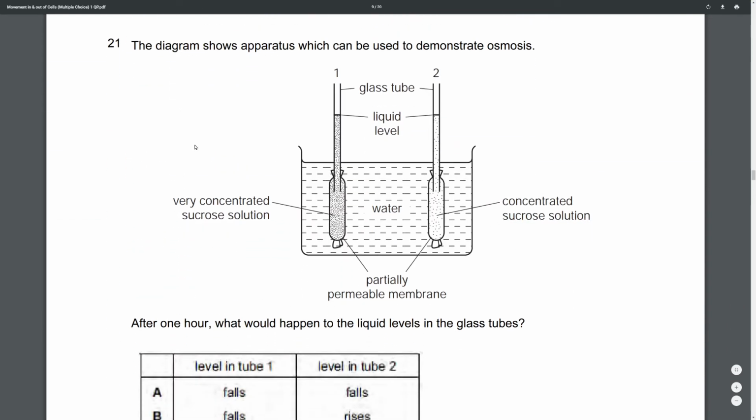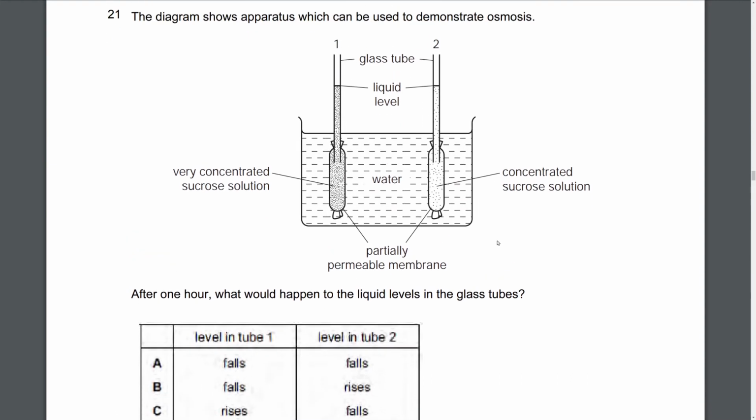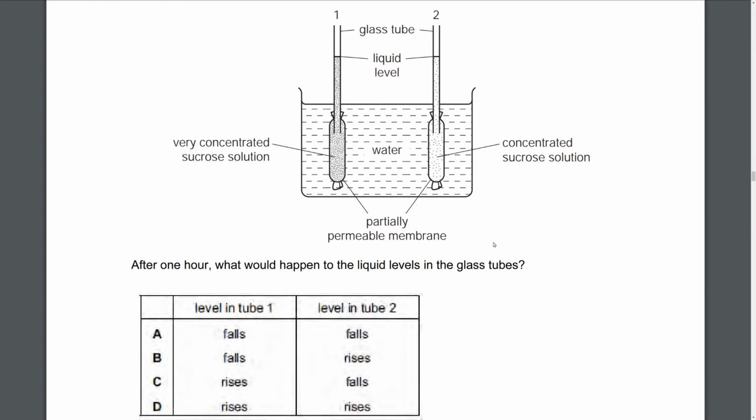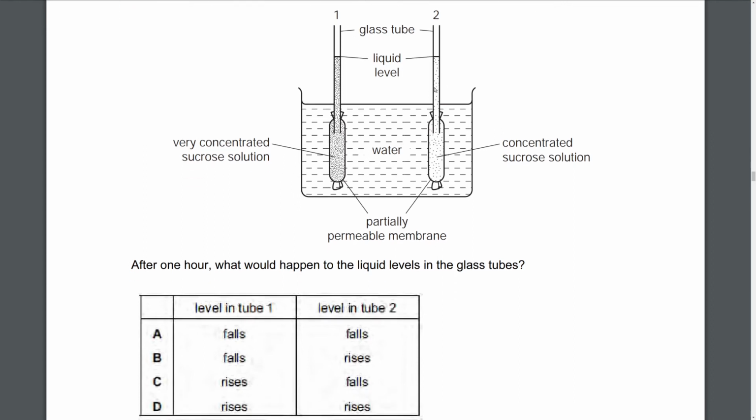Question 21. The diagram shows apparatus which can be used to demonstrate osmosis. After 1 hour, what would happen to the liquid levels in the tubes? The level in tube 1 would definitely rise, and the level in tube 2 would definitely fall. So this would be C.